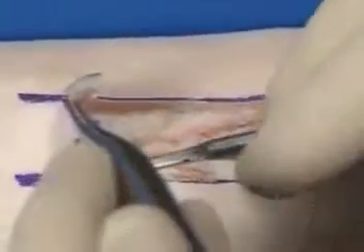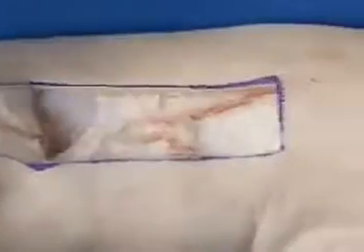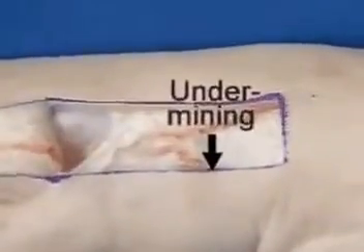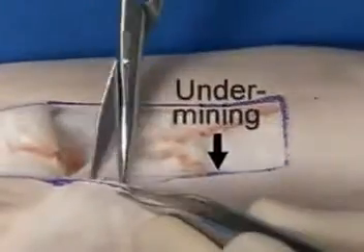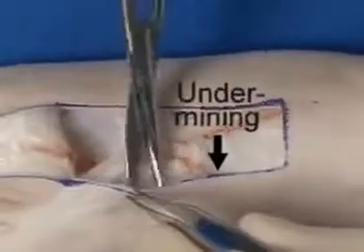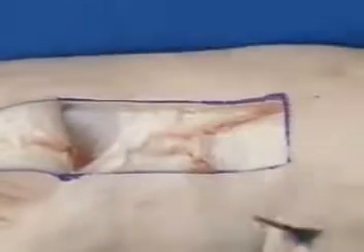Again, the entire flap is undermined in a layer between the skin and the deeper subcutaneous tissues. Undermining is continued beyond the extent of the dissection by 1 to 2 centimeters in all directions. This allows for easier flap mobility.